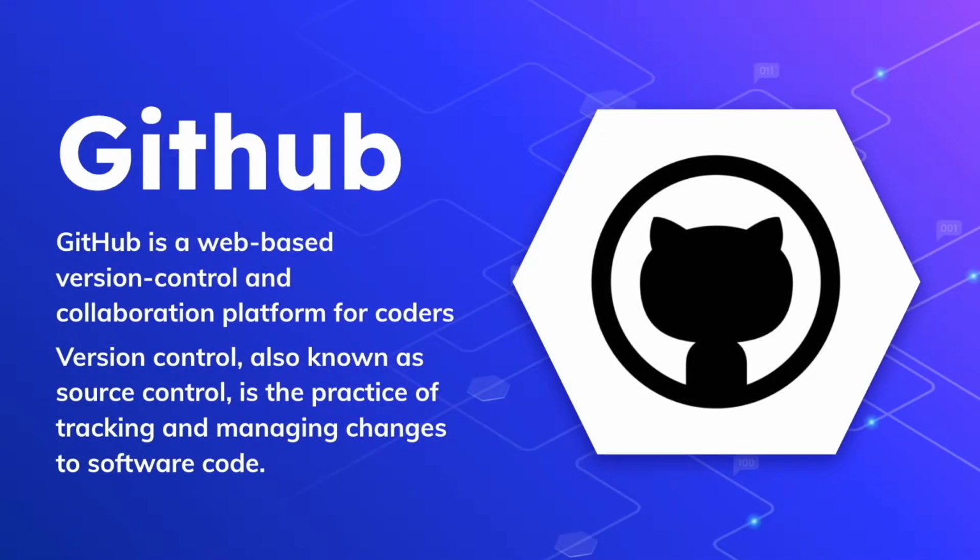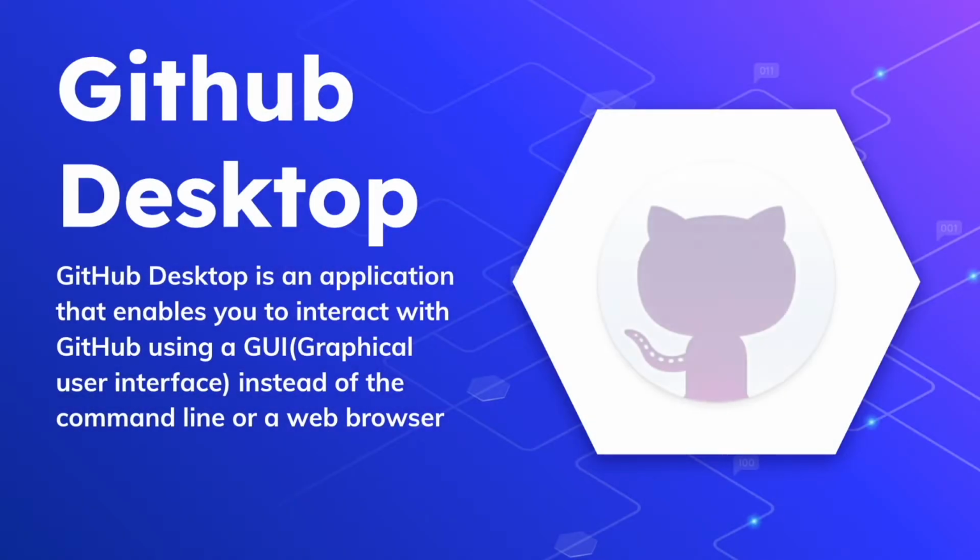GitHub is a web-based version control and collaboration platform for coders. What this means is that you can upload code to your GitHub profile in a repository. You can also download other people's code as well. It's a great place to collaborate, and also to track your past code, so you can have different versions. You can collaborate with different people.